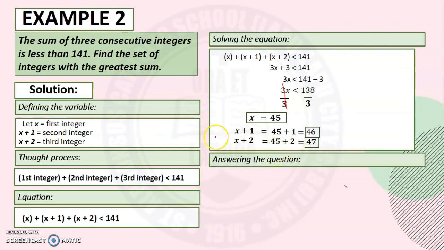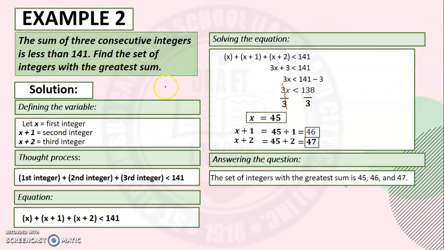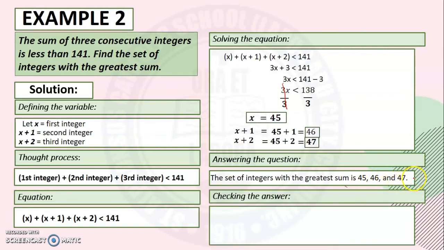Now, for answering the question, find the set of integers with the greatest sum. The set of integers with the greatest sum is 45, 46, and 47. Checking the answer, if we are going to add these three integers, 45 plus 46 plus 47 is equal to 138. And 138 is less than 141. So we are correct.